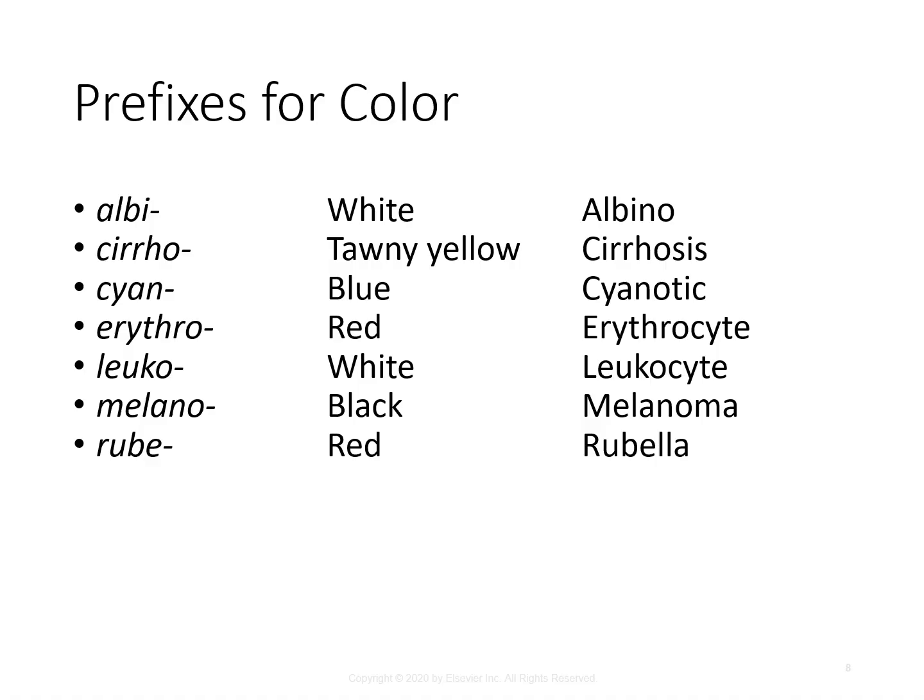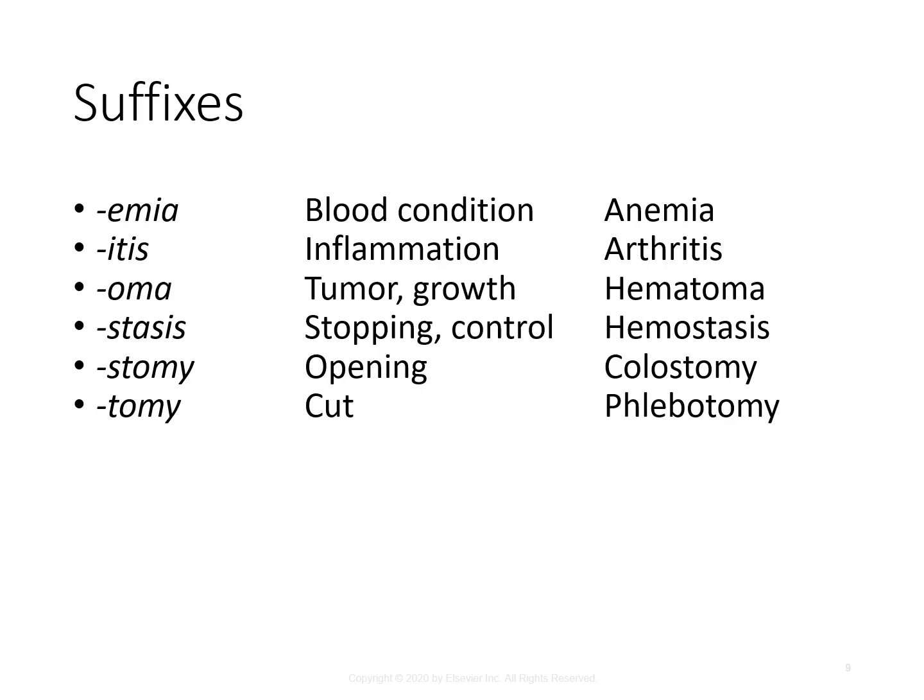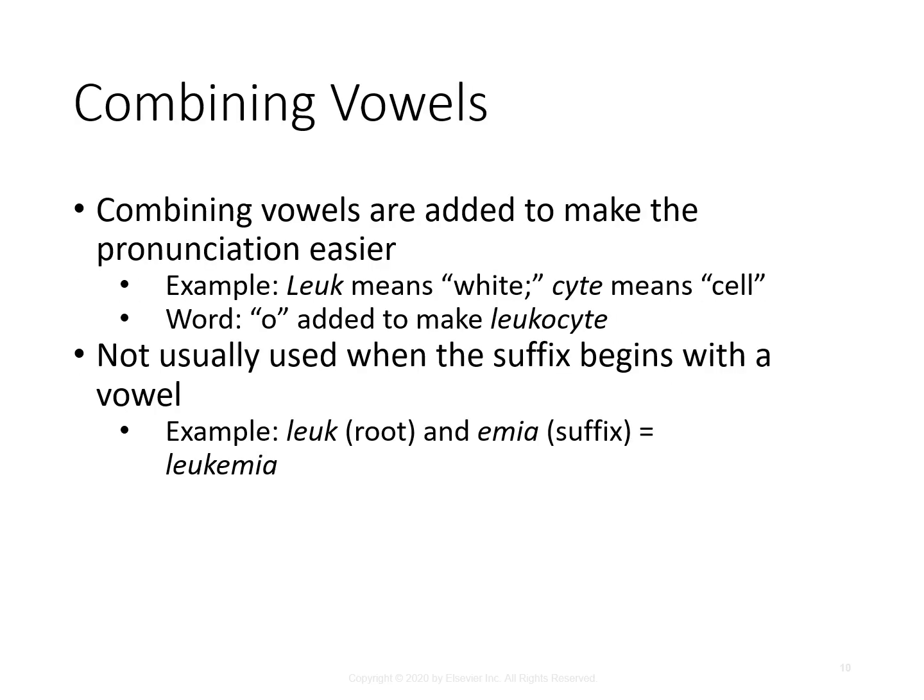You can also have a prefix for color. So if you look at rubeo for red, so rubella, or melano means black, so melanoma, or leuco means white for leukocyte, which is a white blood cell. For suffixes, you can have itis, which means inflammation, so arthritis. You can also have oma, which is a tumor or a growth, so hematoma.